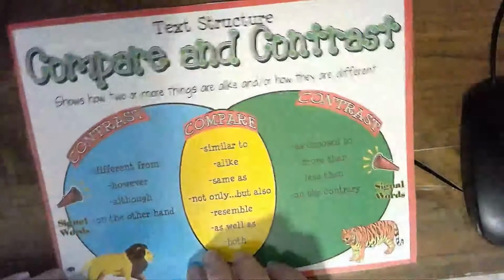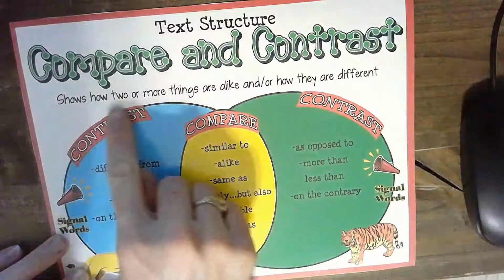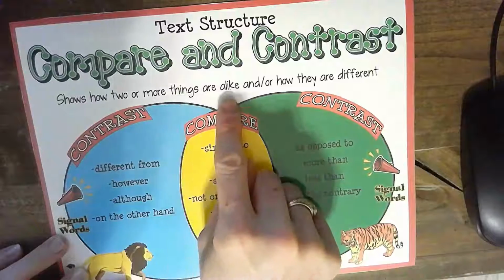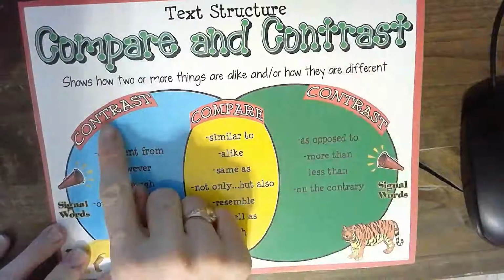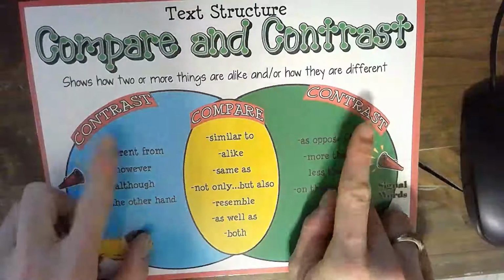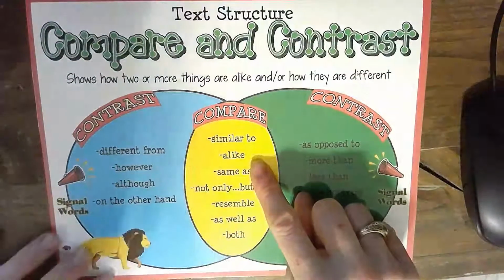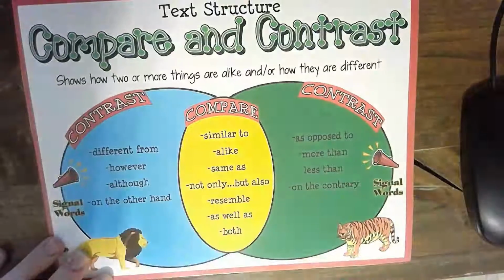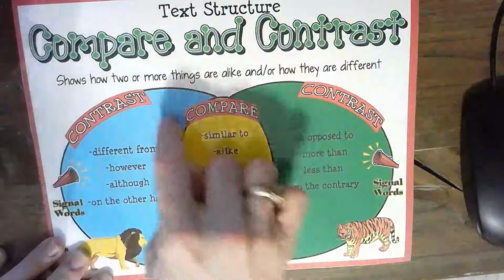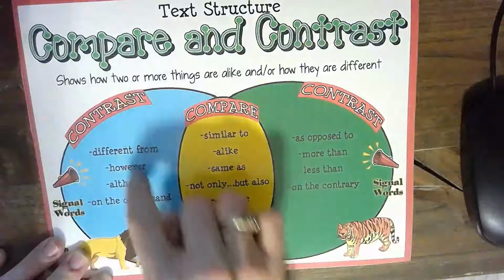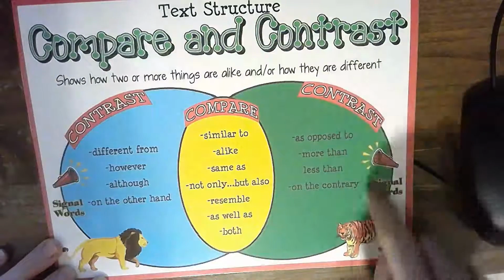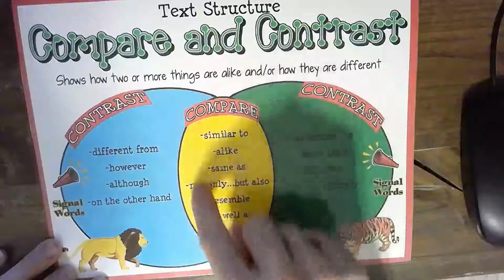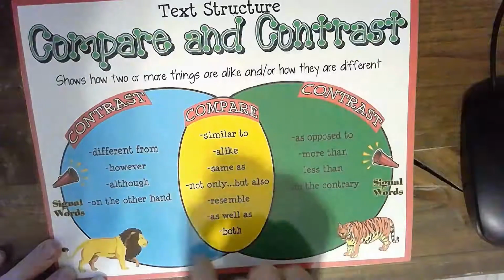Cause and effect. And the last one we have is compare and contrast. Shows how two or more things are alike and or how they are different. So contrast means how they're different. Compare means how they are the same. So here we have a Venn diagram, and on this side these characteristics would only be like this, like the lion, and then on this side we would have characteristics for the tiger, and then in the middle we would have how they are the same.